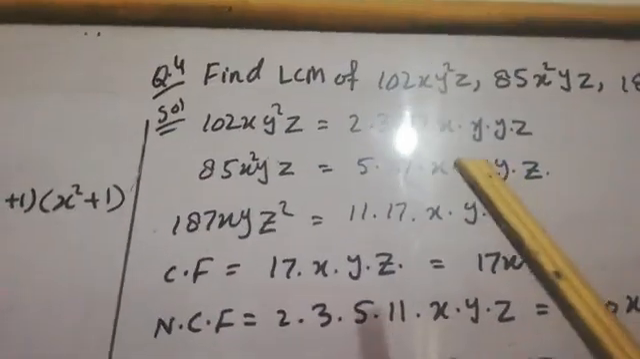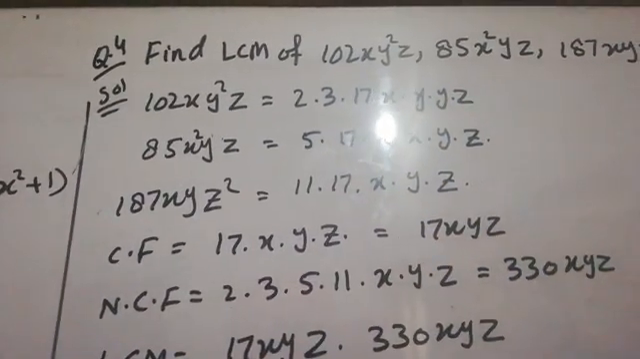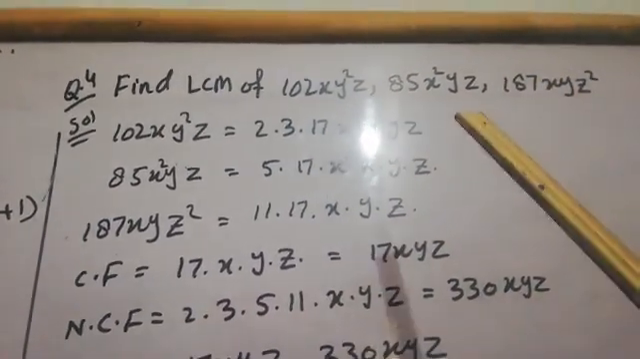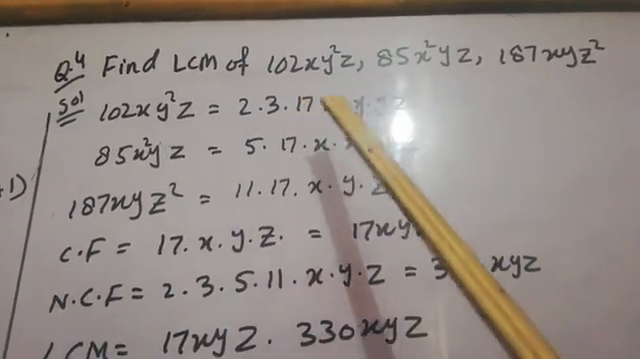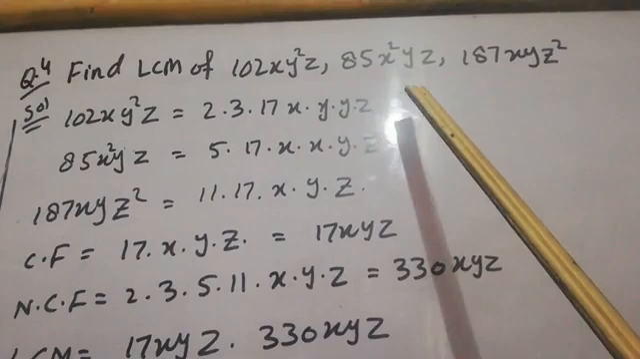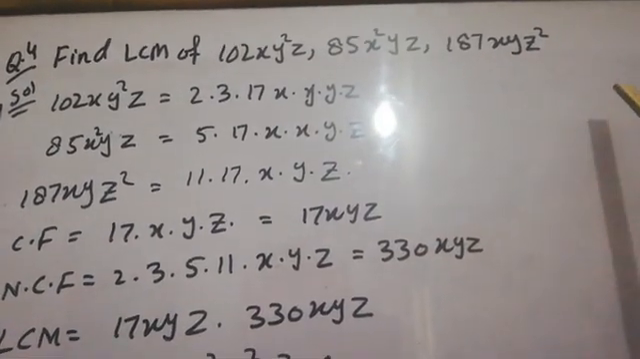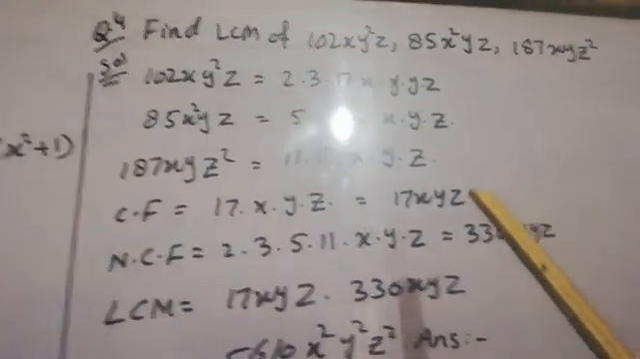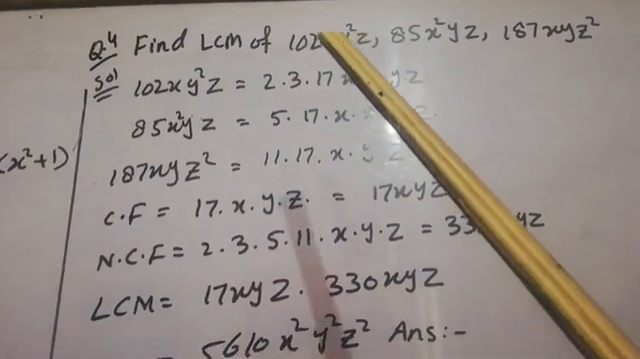Dear students, now we will continue the same topic, HCF and LCM of expressions, exercise 6.1. In our previous video we discussed the HCF, and now in the second part we will find the LCM of 102xy square z, 85x square yz, and 187xyz square. Dear student, we are going to find the LCM.